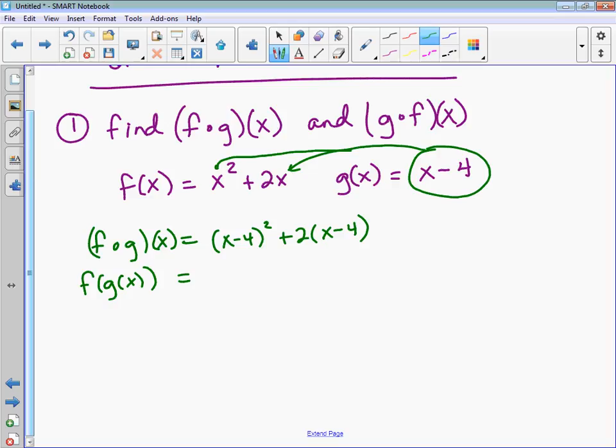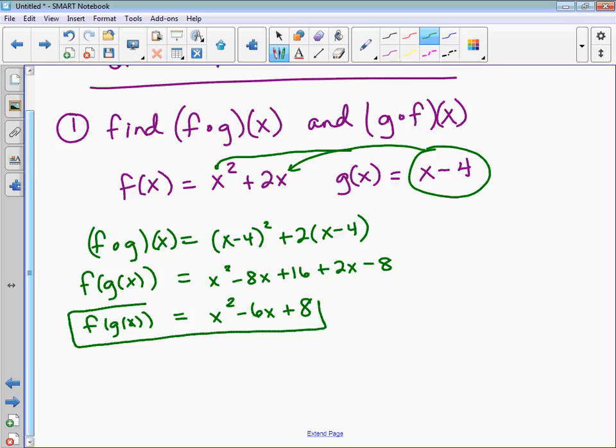All right, guys. So this one, does everybody understand the plugging in that just happened? Okay. And then you just have to simplify. So x minus 4 squared is going to be x squared minus 8x plus 16 plus 2x minus 8. So we're left with x squared minus 6x plus 8. So that is f of g of x. Easy?